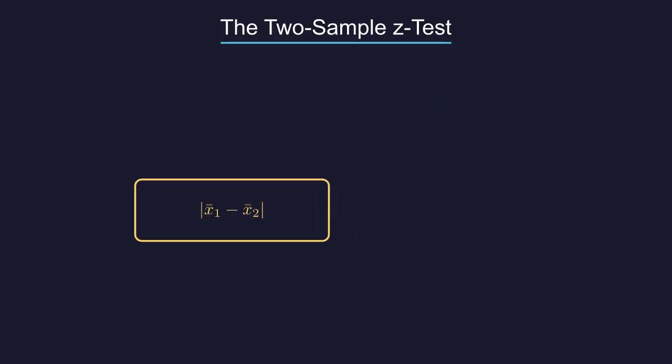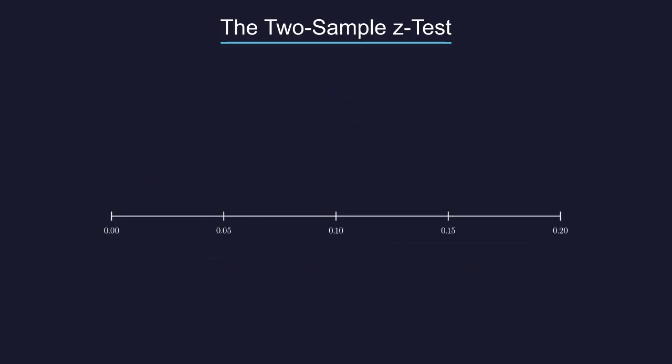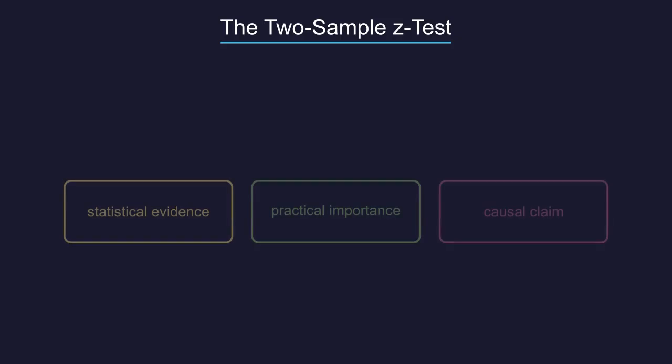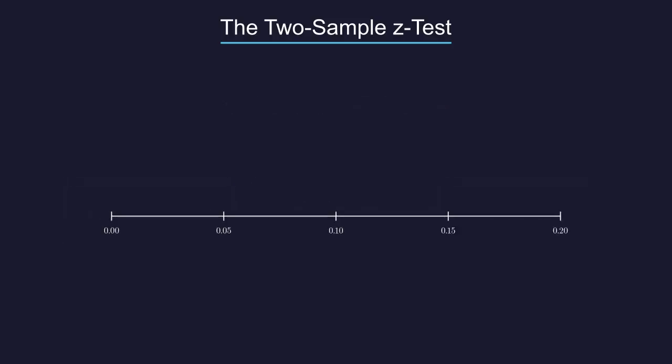The z magnitude shows how large the difference is relative to its known standard error. A rejection supports evidence for the stated directional or two-sided alternative at alpha. It does not measure practical value or establish causation without a randomized design. Failure to reject leaves the difference unresolved rather than demonstrating equality.